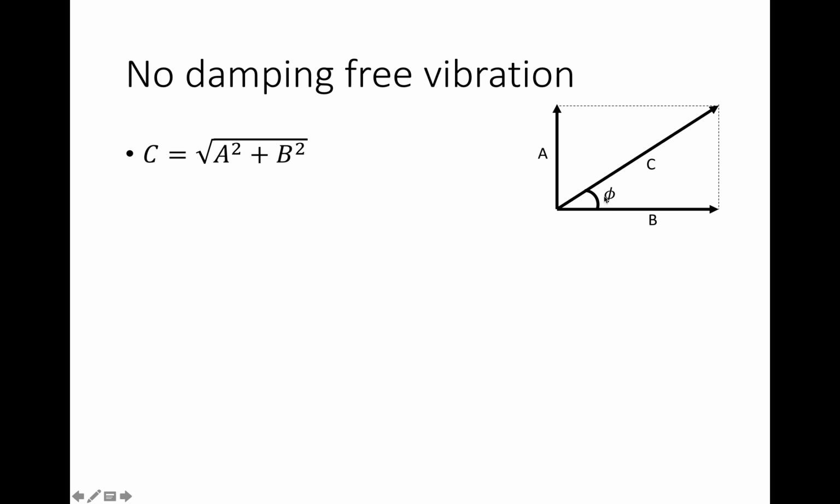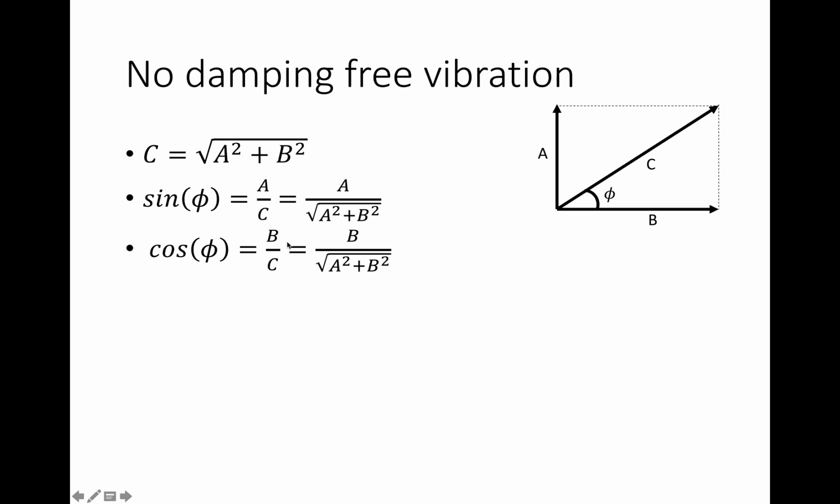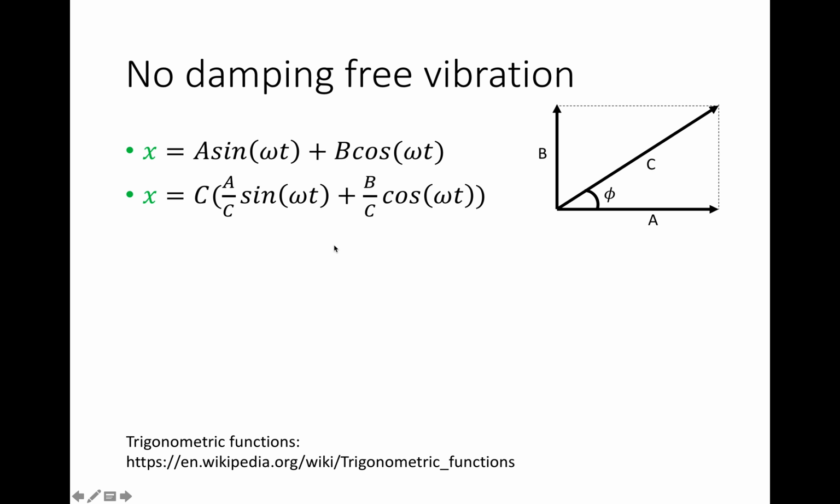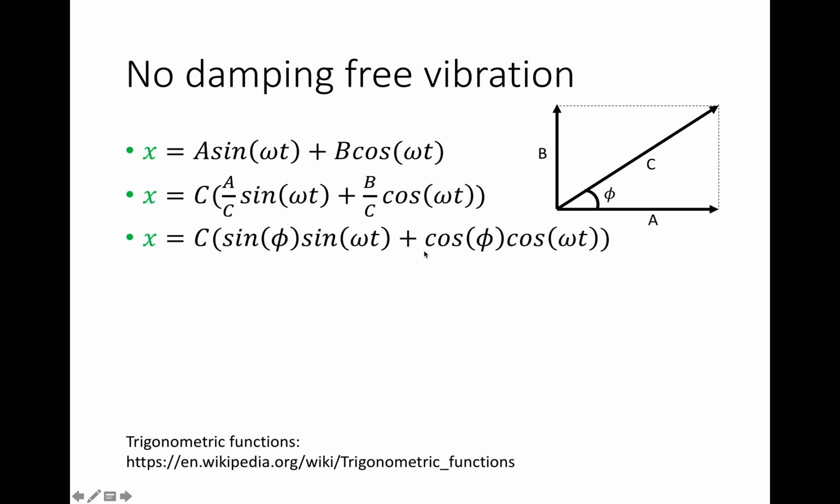It becomes the length, the square root of A and B, and its angle can be defined by phi. So sine phi will be A over C and cosine phi will be B over C. Putting this into the equation of the solution, we put the C out and leave A and B under the square root like this. Because we know this is sine phi and this is cosine phi, we put the equation back here. Then we get the result of C cosine omega t minus phi.